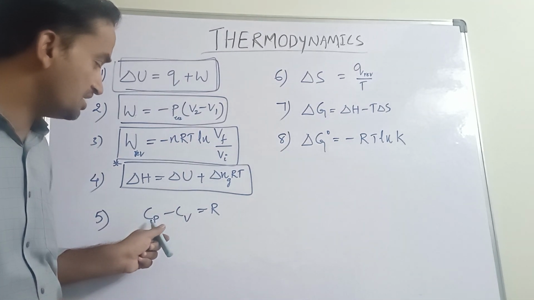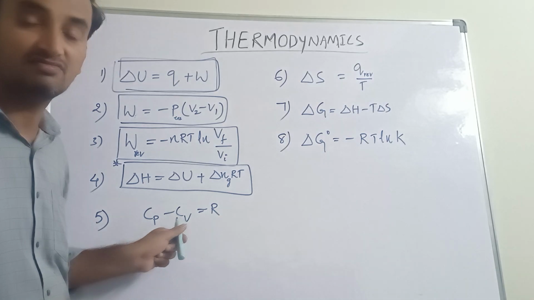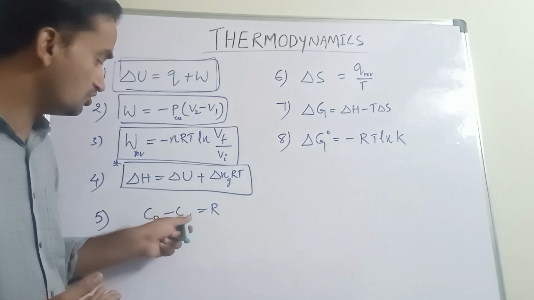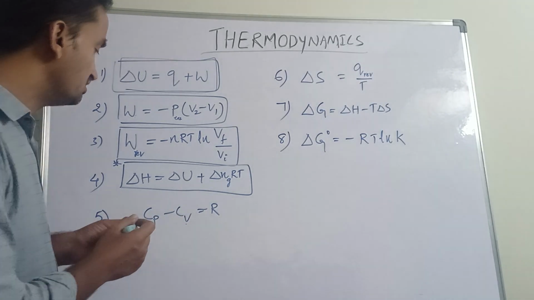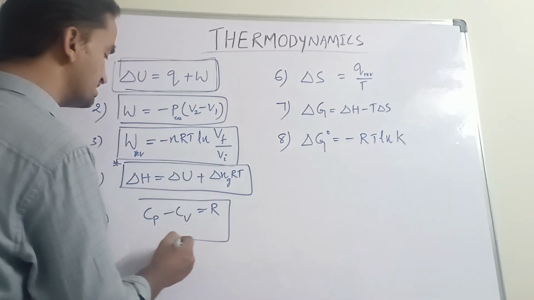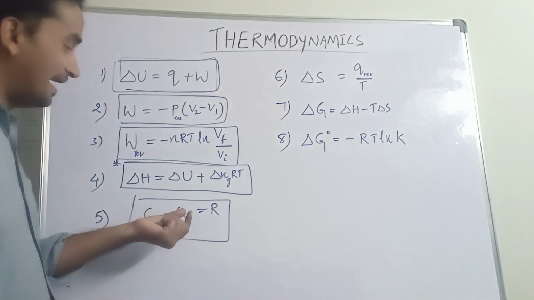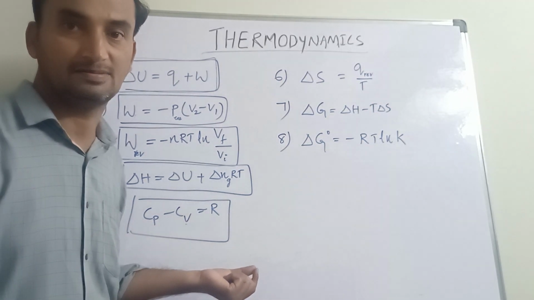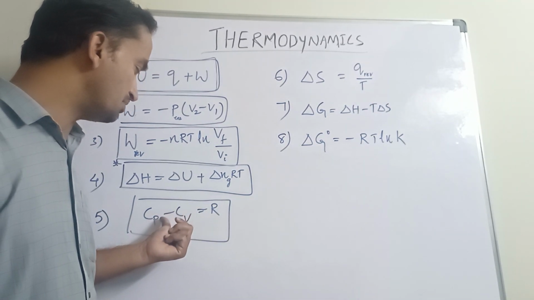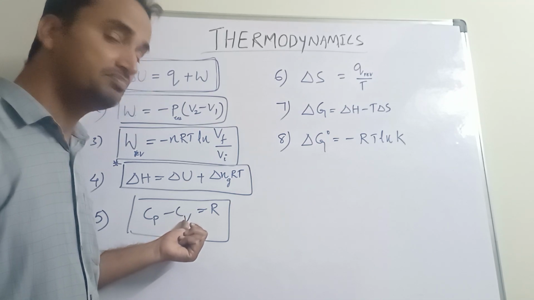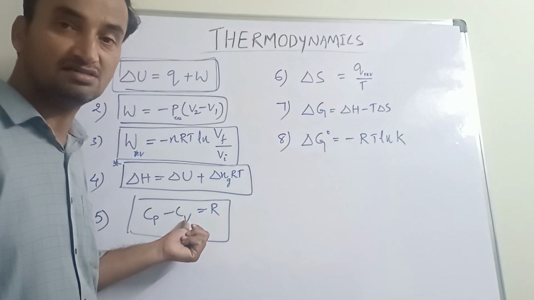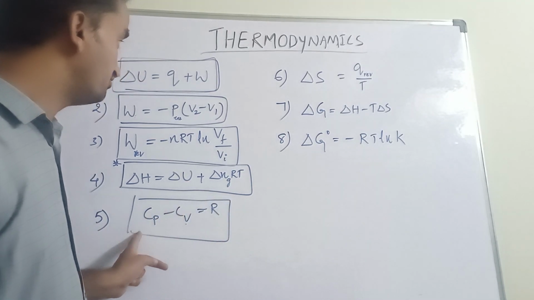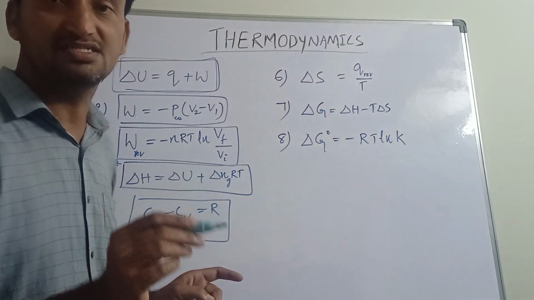Heat capacities. Heat capacity at constant pressure, heat capacity at constant volume. Otherwise, you can say molar heat at constant pressure, molar heat at constant volume. The relationship between the two can be given as Cp minus Cv equals R, the gas constant. Actually, this is for 1 mole. For n moles, it is Cp minus Cv equals nR. So, this is the fifth formula, which is there in your NCERT textbook.